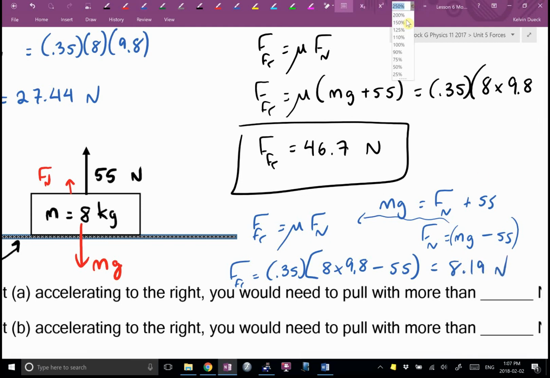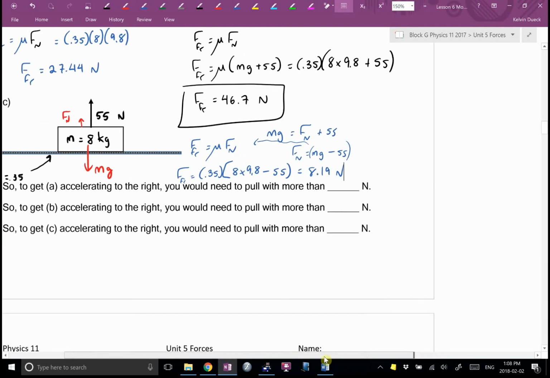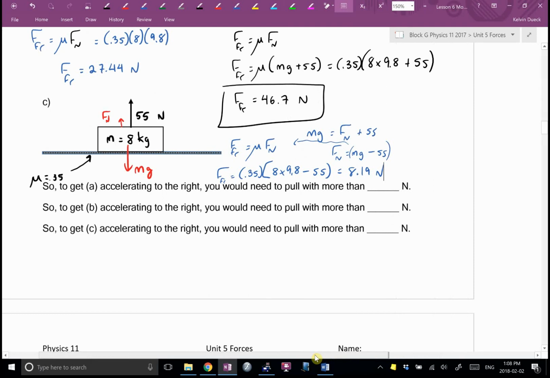So let's summarize here. If I want to get mass A accelerating to the right, I would need to pull with more than what? If I want to get mass B moving to the right, I would need to pull with more than 46.7 newtons. If I want to get mass C moving to the right, I would need to pull with more than 8.19 newtons. If I don't, then friction will match me.